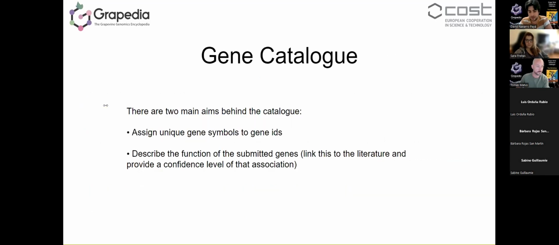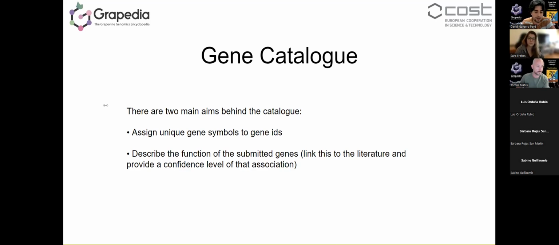So yeah, going back to this, there are two main aims for the catalog, right? Describing the function of a gene and providing the level of validation, as Tom was mentioning before. Citing the literature appropriately so that it's open for everybody to see and compare. And also having these unique gene symbols that are associated to gene IDs from, ideally, the current annotation version that we've got in PN. I will explain later what we're proposing in this sense.